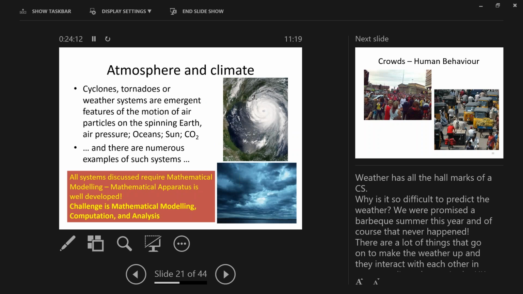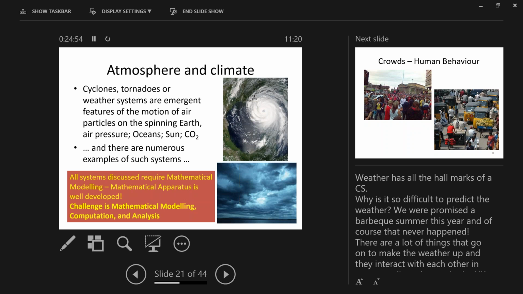Cyclones, tornadoes, weather systems are emergent features of motion of air, particles on the spinning earth, air pressure, oceans, sun, and carbon dioxide. There are numerous such examples, and we are seeing as we speak currently the changes in the global weather phenomena, El Nino effect, and all that, excessive rains. In order to understand these things, you need to see the holistic system as opposed to breaking them down into constituent parts.